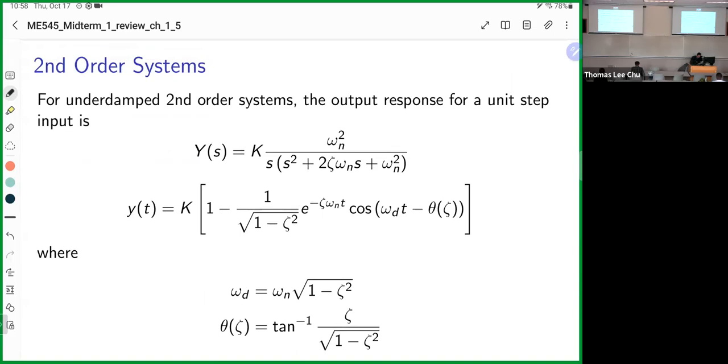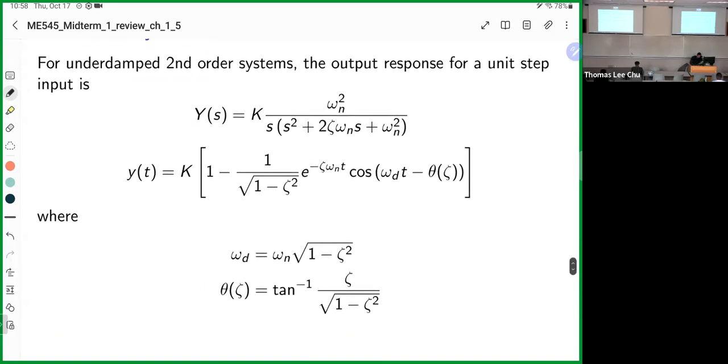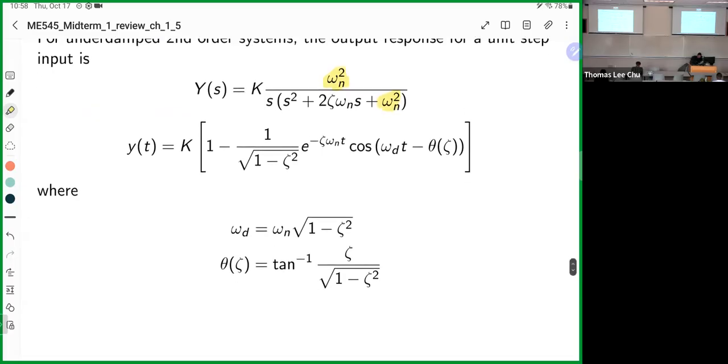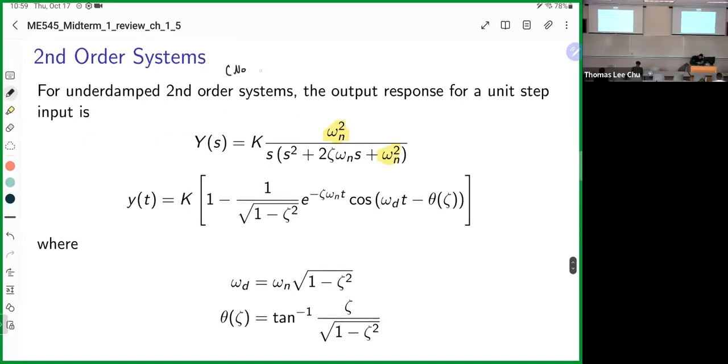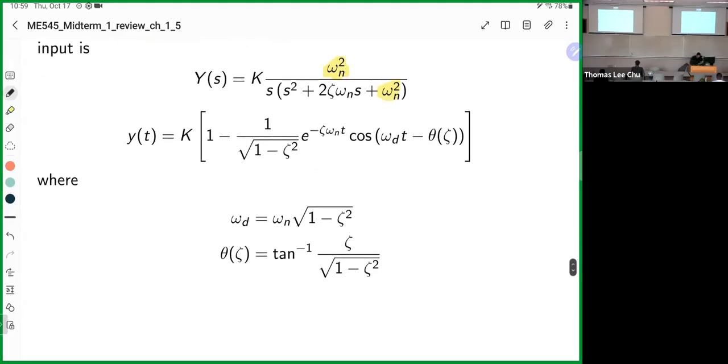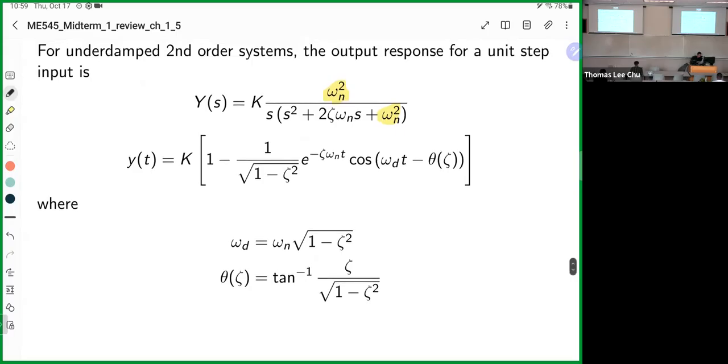For underdamped second order systems, the output response for a unit step input is this equation here. You can use this generalized equation once you get the numerator terms like that, and then you pull a k out. Then this is going to be your response for underdamped second order systems with no zeros. And you get this form. Phase shift is dependent on the damping ratio only, and you could just plug this in. No need to do the whole step of partial fraction expansion if you have this exact form here.